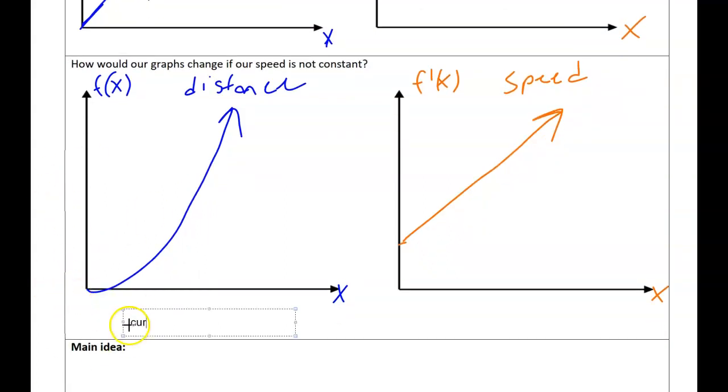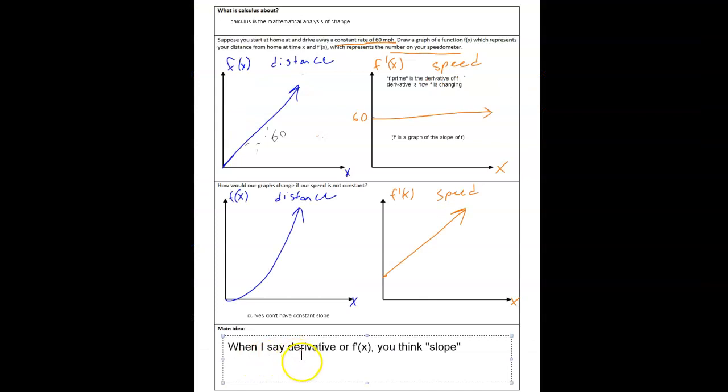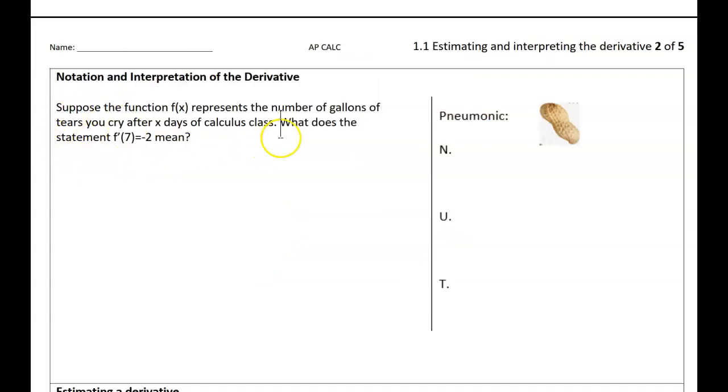So the level up here is that curves don't have constant slope, and that's what we're going to learn how to study: functions where the slope changes depending on what the x value is. So the main idea here is simple, right? When I say derivative, or when I say f prime of x, you think slope. That's all the understanding we're trying to build right now. Because once we have that understanding, it allows us to do some interpretation and some estimation. So we're thinking about what these things mean, and then later we'll do the work of figuring out how to calculate them. So now we're going to do some interpretation.